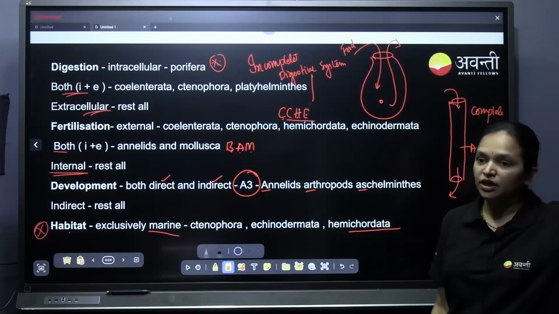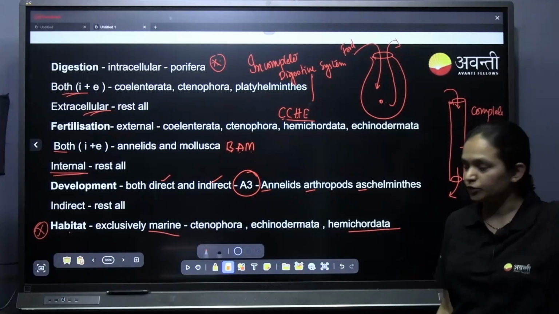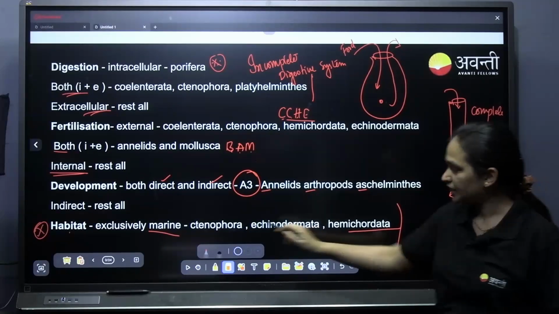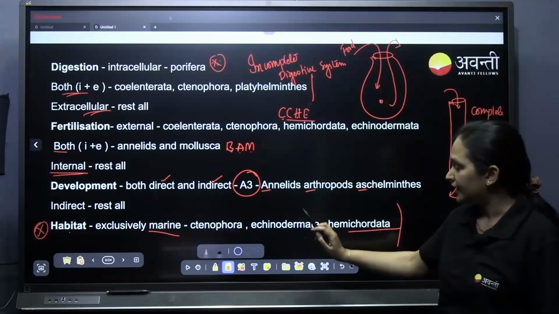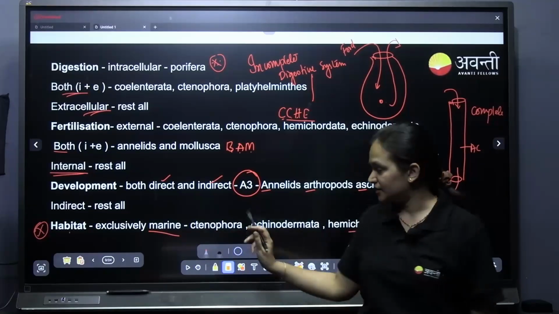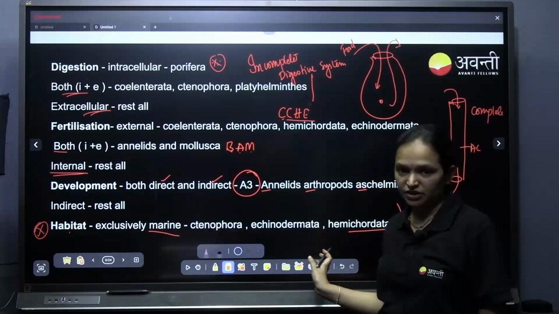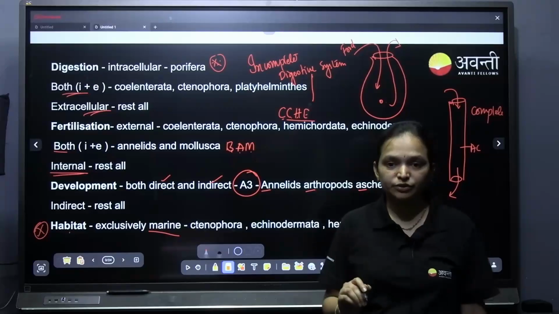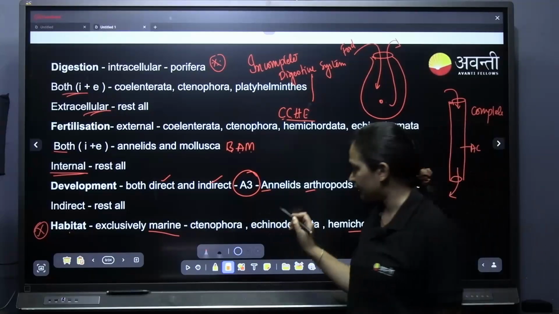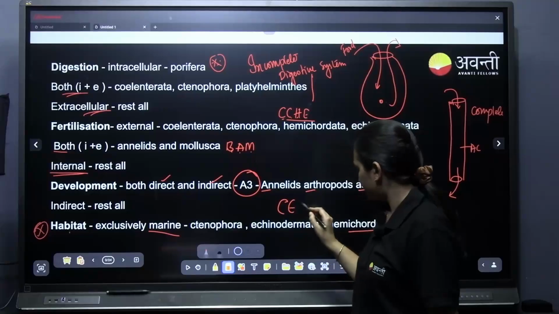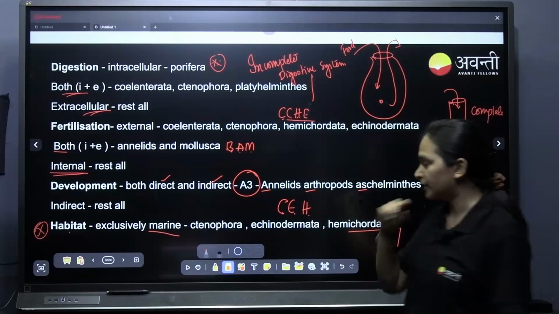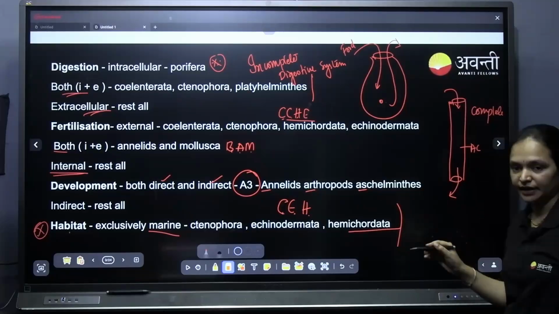When it comes to chordata, I will tell you when we are discussing non-chordates, so we will stop it here. That is, Ctenophora, Echinodermata and hemichordata are exclusively marine, and repeatedly they have asked questions from these, in true or false statement based questions. Just remember CEH: Ctenophora, Echinodermata and hemichordata are exclusively marine.